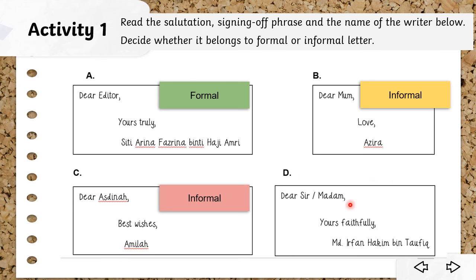Now let's look at D. Dear Sir or Madam, yours faithfully, Muhammad Irfan Hakim bin Taufik. Okay, the name is long, it ends with yours faithfully, and it's Dear Sir or Madam. So this would be formal letter. Yay! Okay, now let's move on to the next activity.